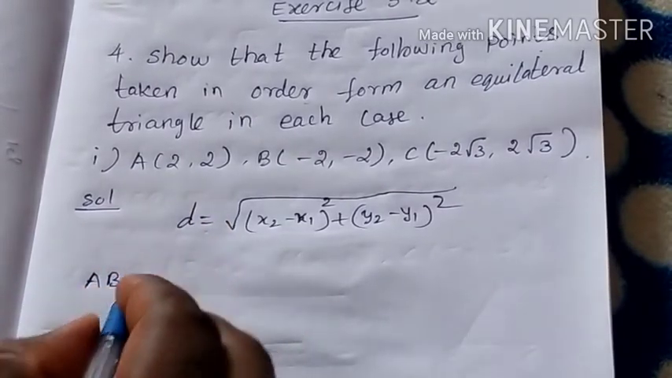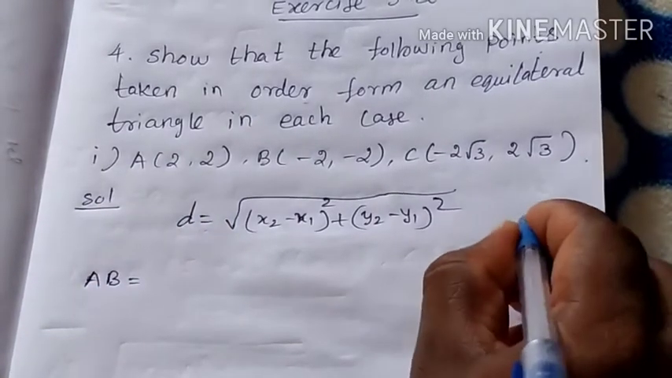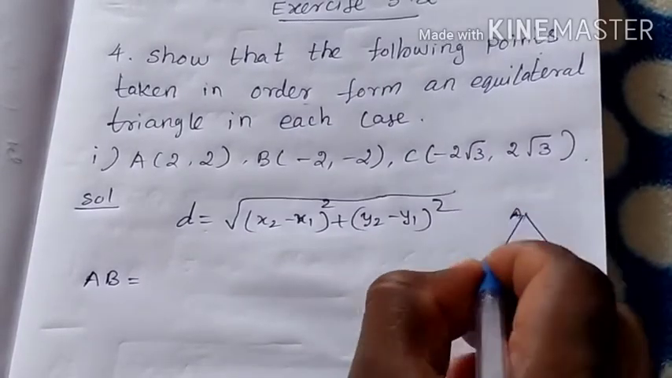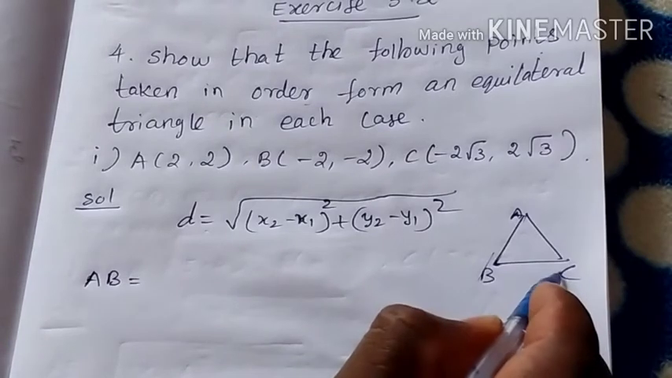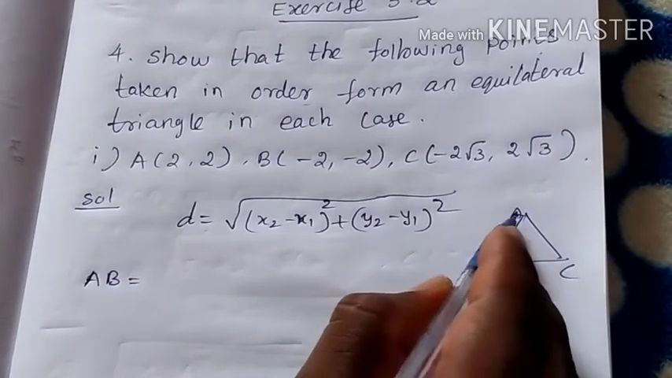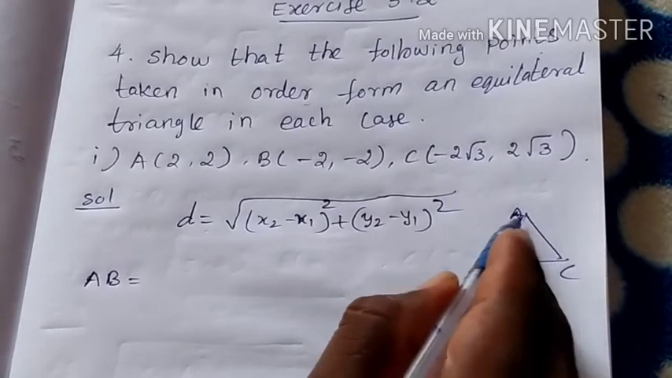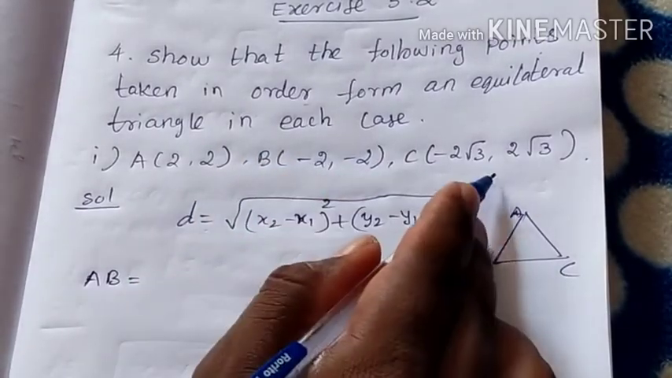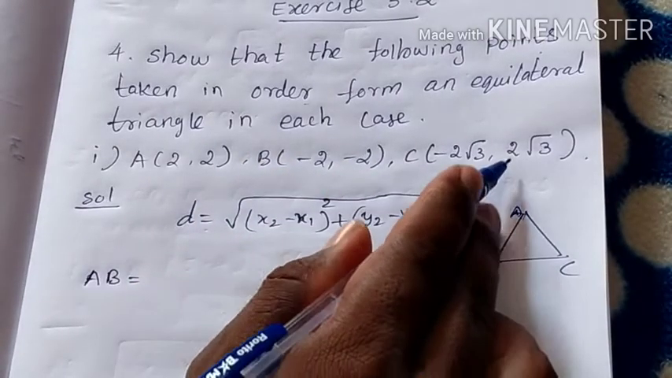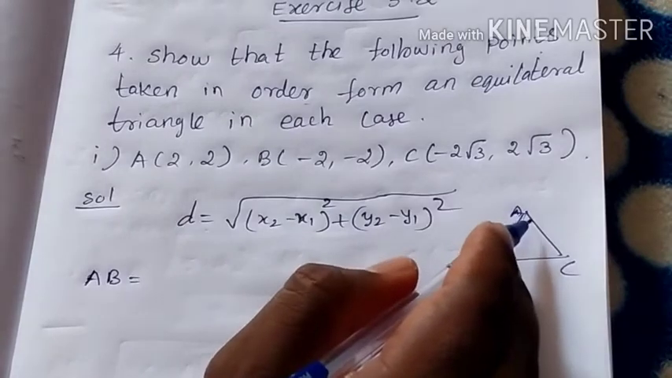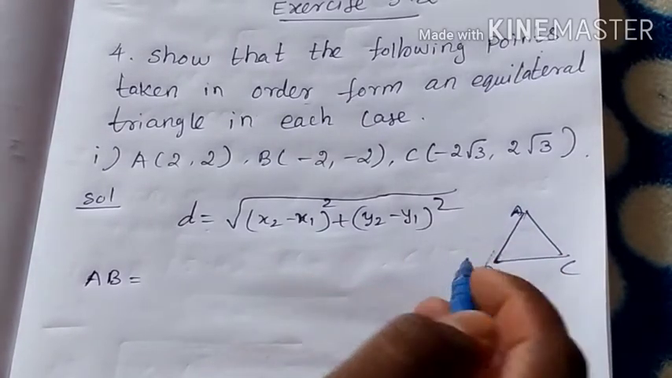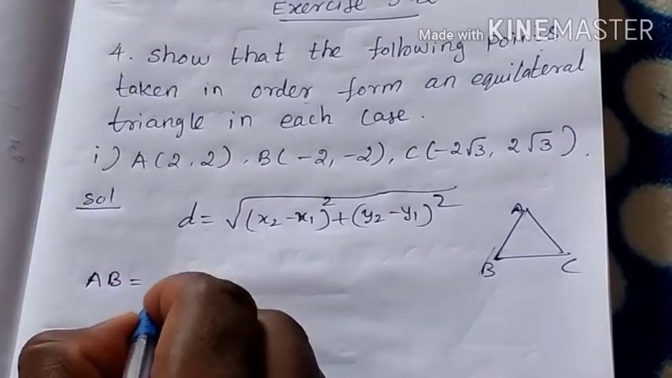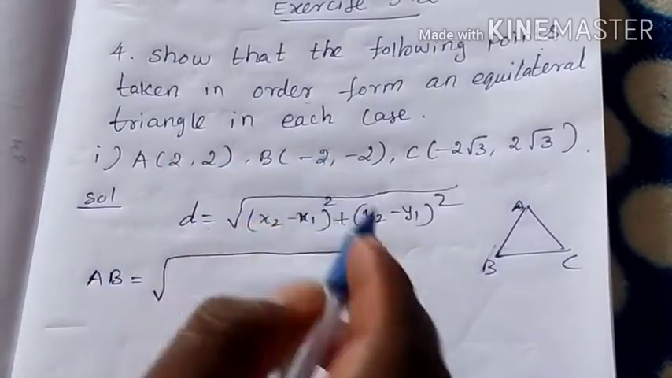First find the distance of the first side. This is triangle ABC. To check AB equal to BC equal to CA. If you get AB equal to BC equal to CA, the given three points form an equilateral triangle. Otherwise, the given three points do not form an equilateral triangle. So find AB, first consider the A and B points.